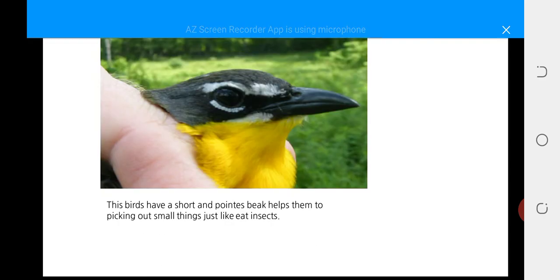Look here at this picture. This bird has a short and pointed beak. The pointed beak helps them to pick out small things, just like eating insects. Yes, they can eat insects found on the plant with this short and pointed beak.